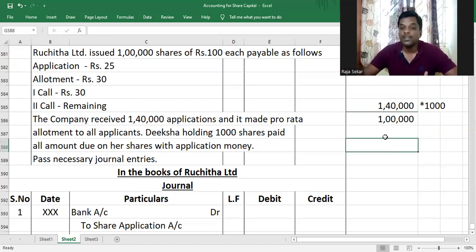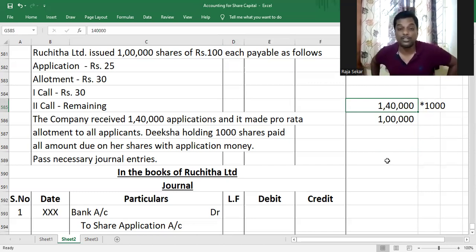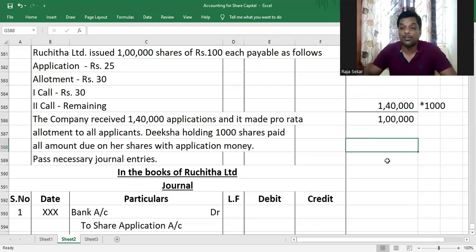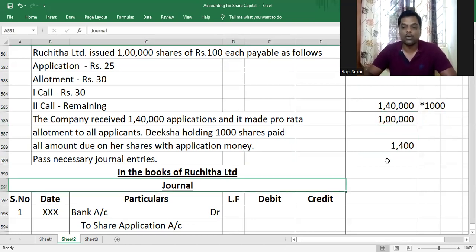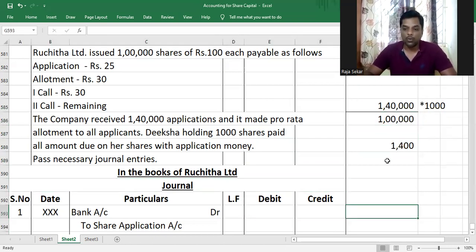Understood or not? As they've given the number of shares held by Diksha, we've multiplied and written the number of shares held by Diksha, and in the denominator we are writing the total shares, and in the numerator we are writing the total number of applications on which pro rata allotment was made in order to find out the number of applications of Diksha, which obviously will be 1,400 when we cancel this out. So Diksha has made 1,400 applications.